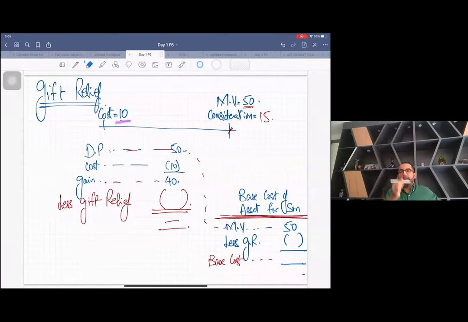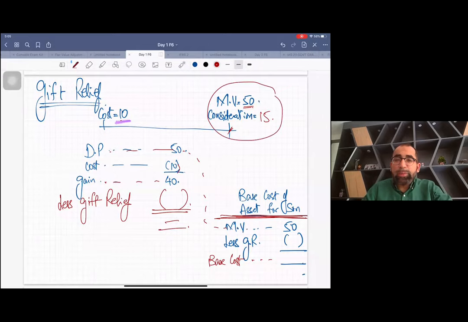So now, first of all, whenever a chargeable asset is transferred from one guy to another guy, the guy who is transferring the asset will have to compute the gain. So for a connected person, DP is equal to market value. Okay. So DP is 50, cost is 10. So the gain is how much? Gain is 40. Now, listen. Now the cash is involved. So now you need to calculate the gift relief. So just take out the gift transaction.